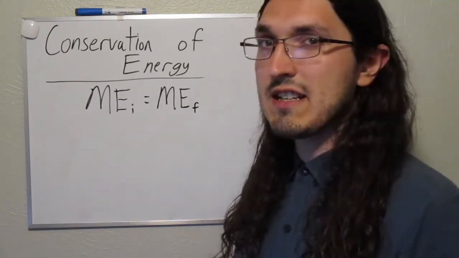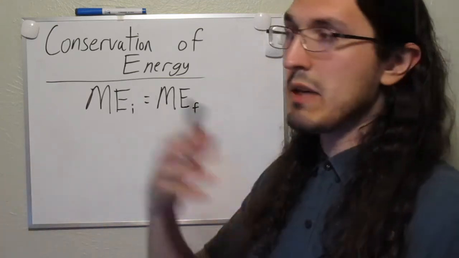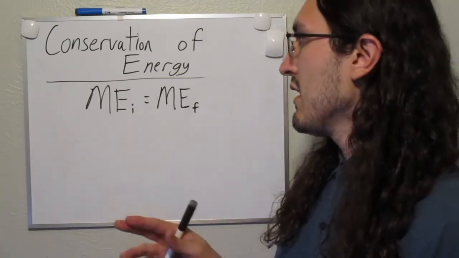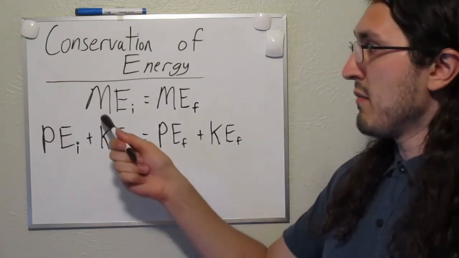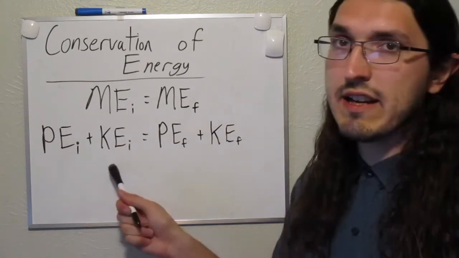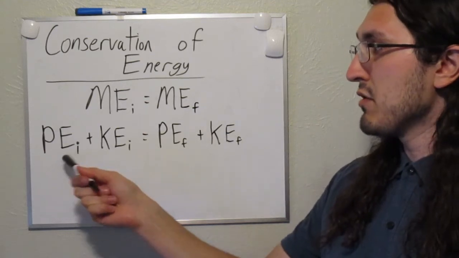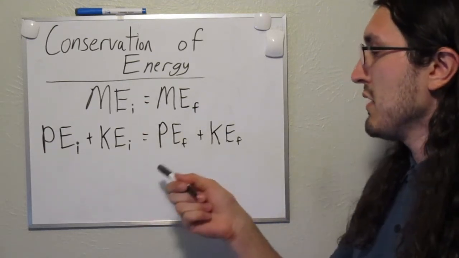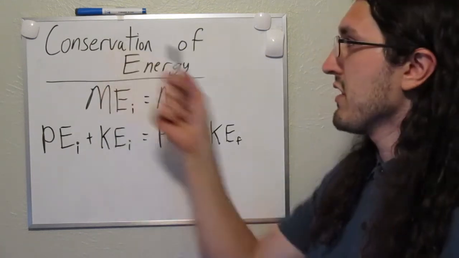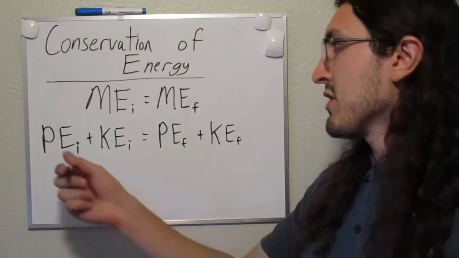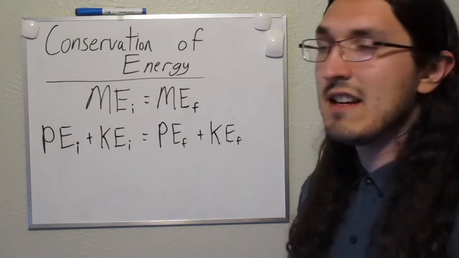Last video we defined mechanical energy as the combination of potential and kinetic energy. It's just the sum of both those energies. So if I write that out more explicitly, this equation turns into this. Writing out mechanical energy as potential energy plus kinetic energy for both the initial and the final, I get the initial potential plus initial kinetic is equal to the final potential plus the final kinetic. This equation pretty much captures the conservation of energy for a system with energy that is transforming between potential and kinetic energy.